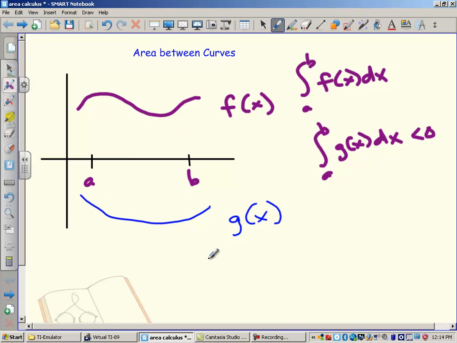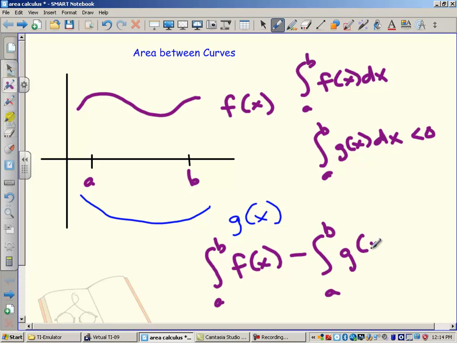So what I'm going to do is integrate between a and b f of x, and then I'm going to subtract the integral from a to b of g of x. Now let's make sure that makes sense to you. Why would I subtract this value? Because this value is negative and I need this total area to be a positive answer. So I'm going to do the area under f minus the integral from a to b of g.